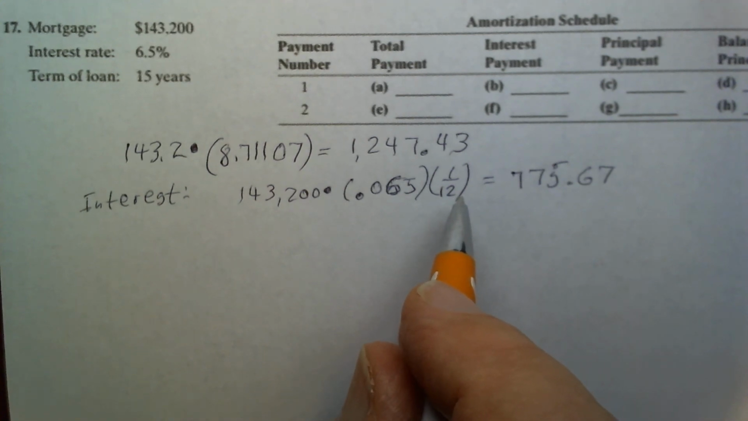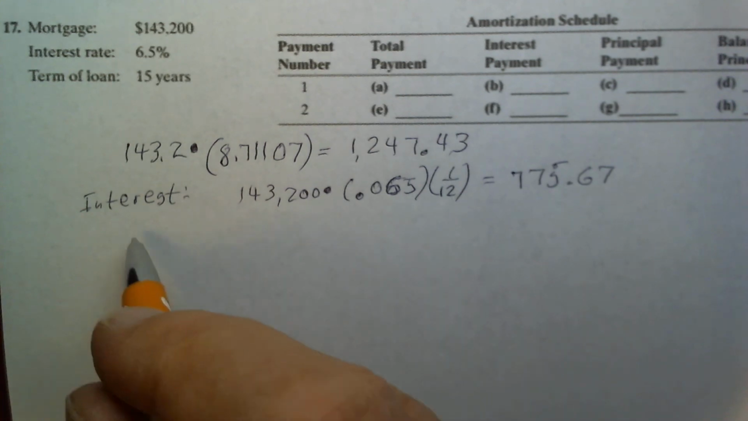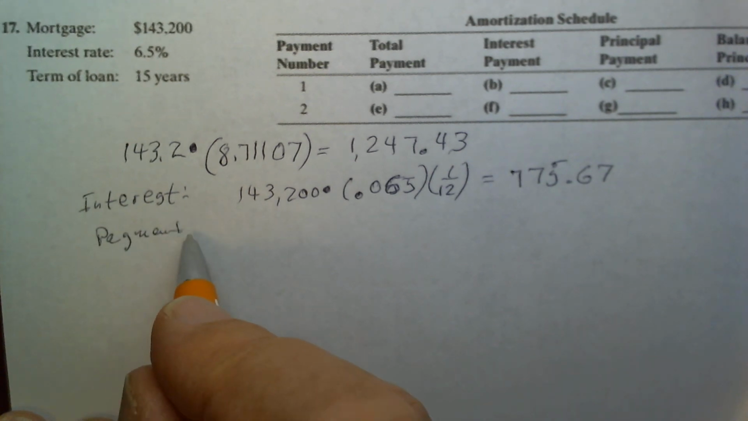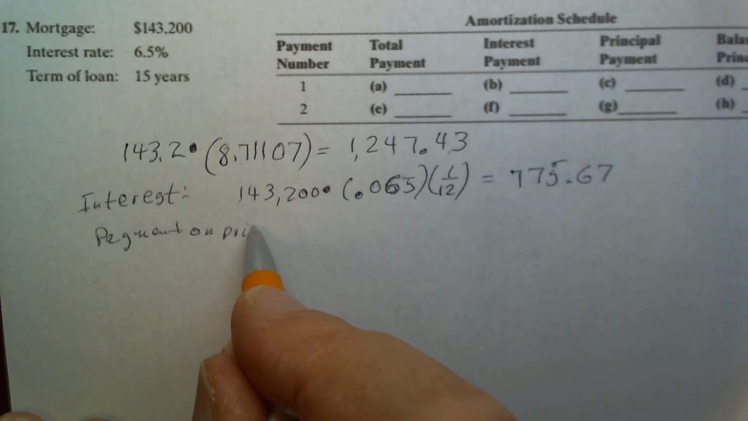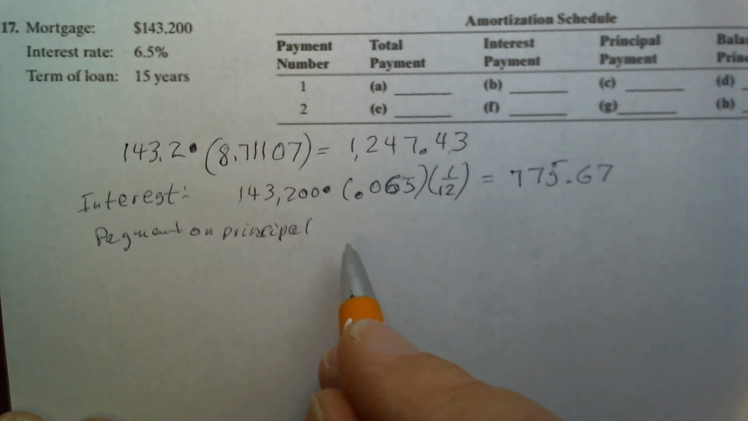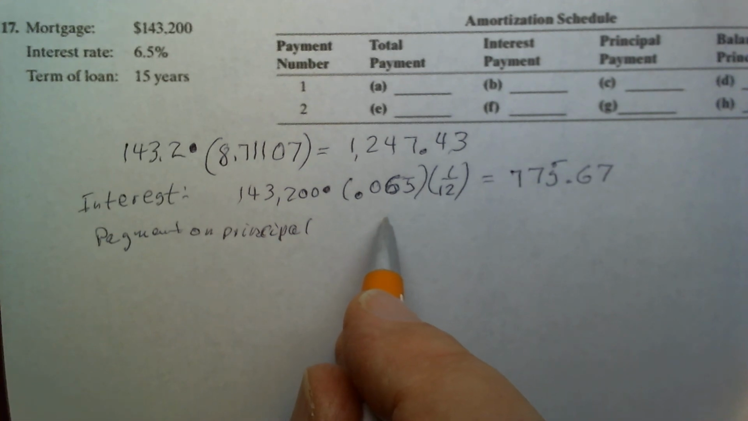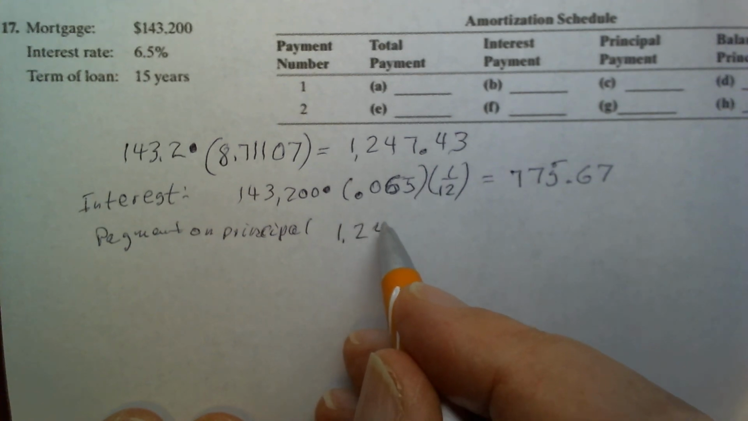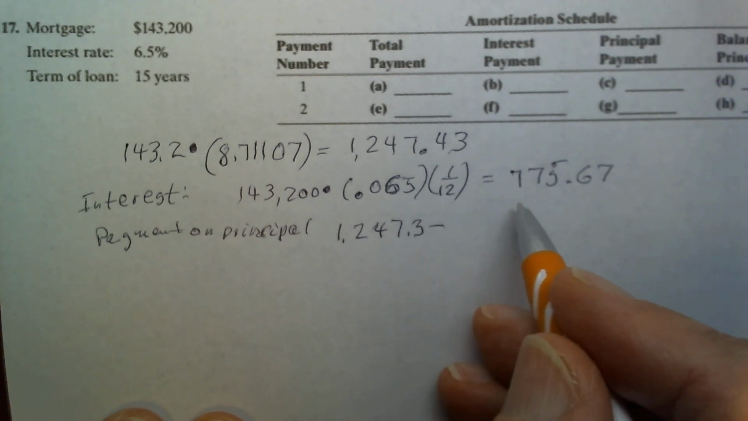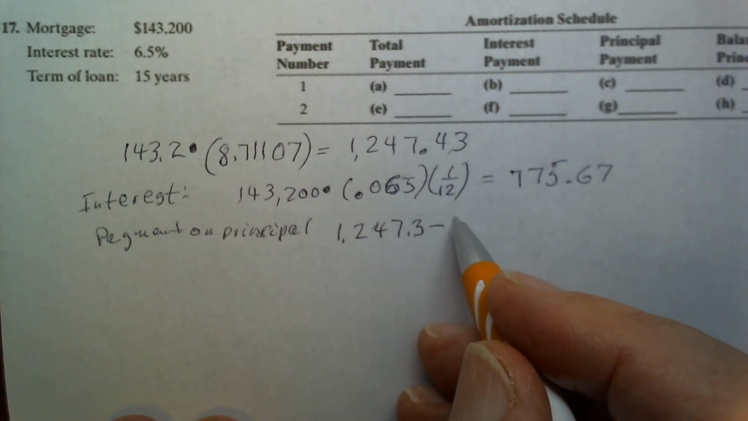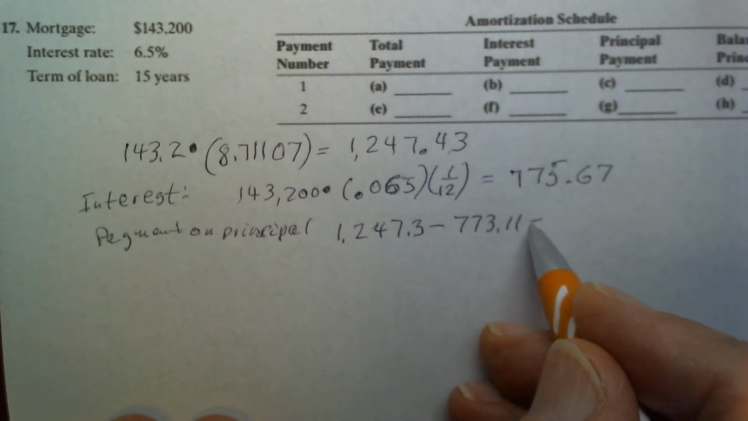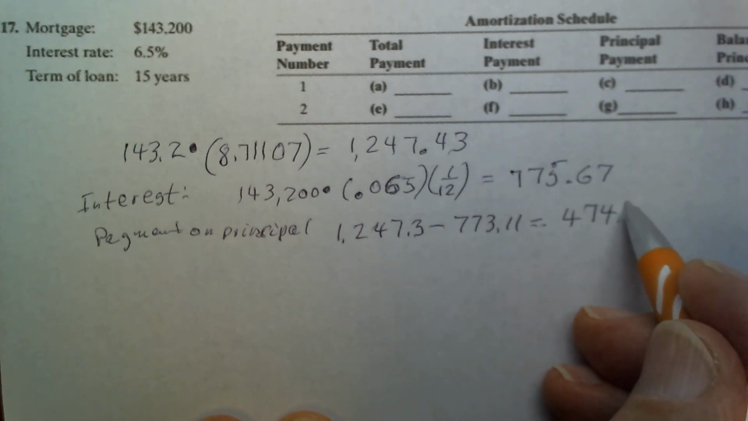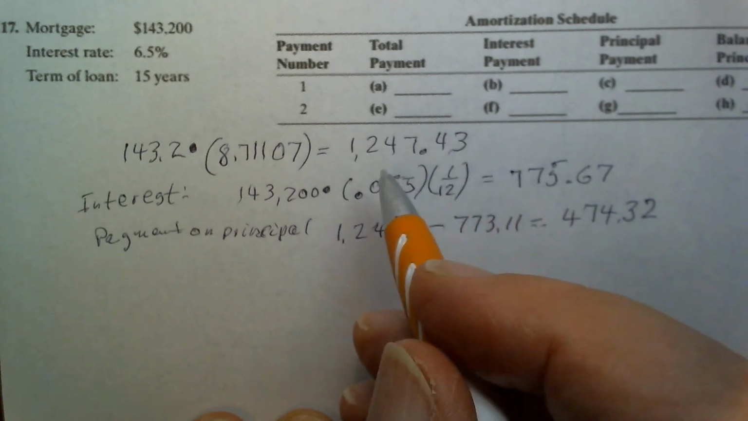So then the payment on principal is then equal to 1,247.43 minus what goes towards the interest, $775.67. So what goes towards the principal is $471.76. So let's fill in the amounts.